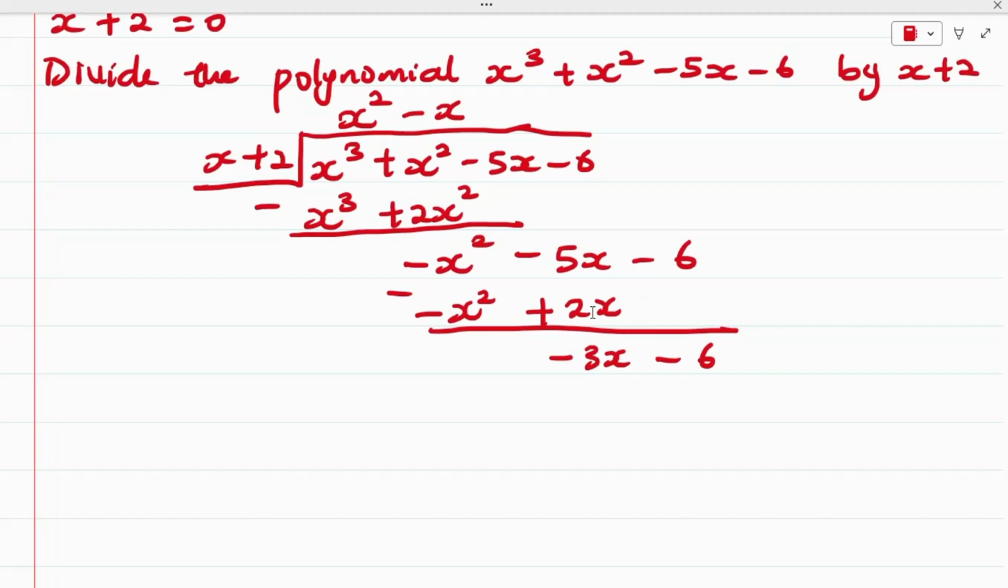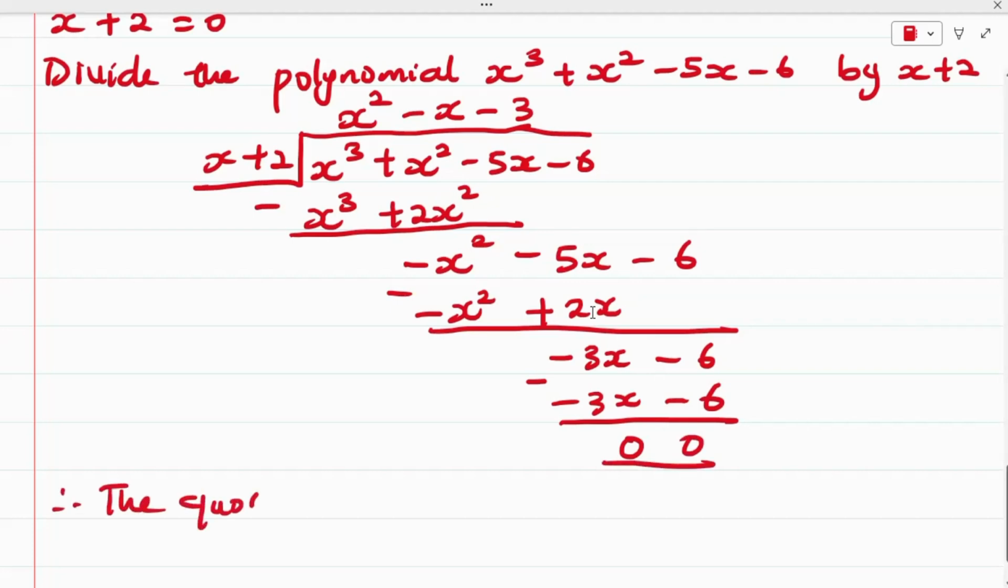So x into negative 3x is going to give us minus 3. Minus 3 multiply x is minus 3x. Minus 3 multiply plus 2 is going to give us minus 6. So subtracting this, all of this is going to be 0. So hence we have that the quotient is given to us as x squared minus x minus 3.